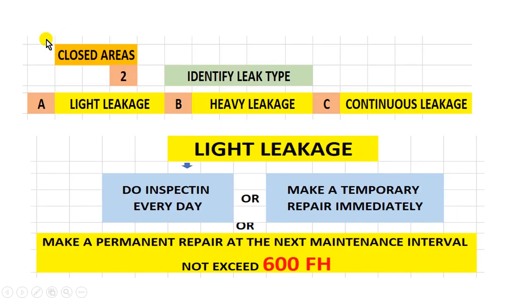Here the closed area. The same thing, identify the leakage here. The light leakage in the closed area: do an inspection every day. The interval here is shorter than the open area. Or make a temporary repair immediately, or make a permanent repair at the next maintenance interval, not to exceed 600 flight hours.